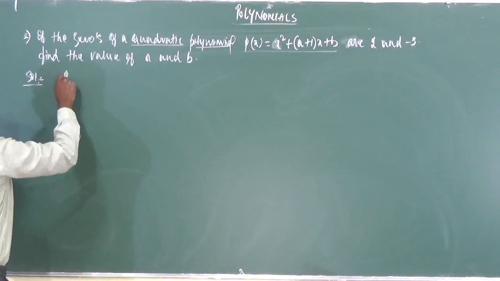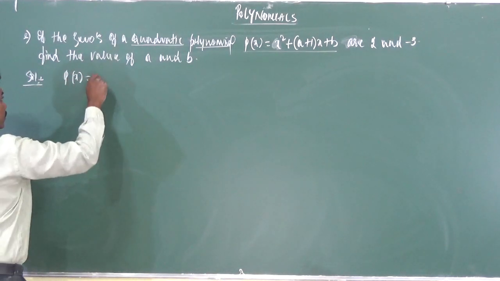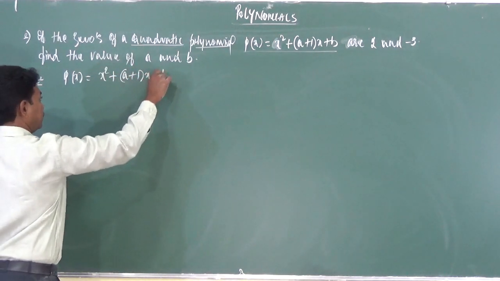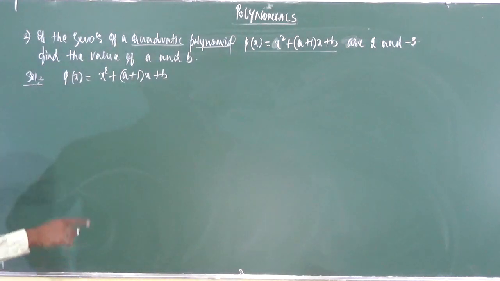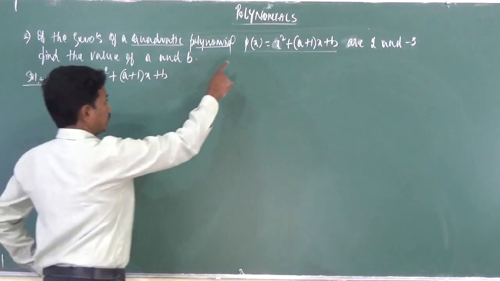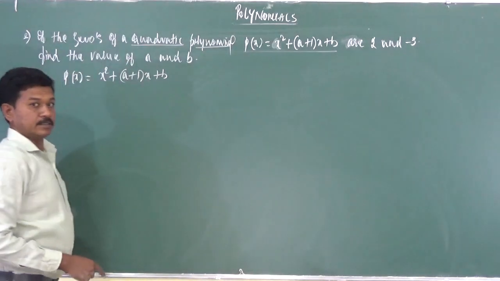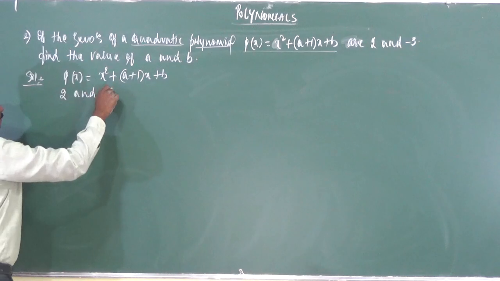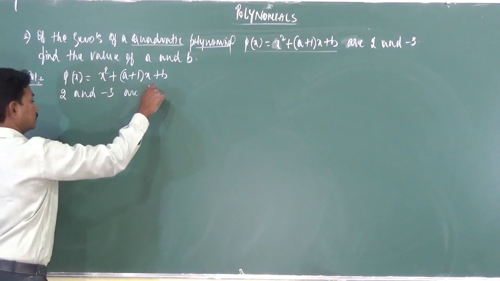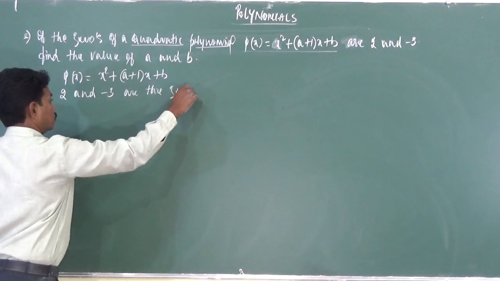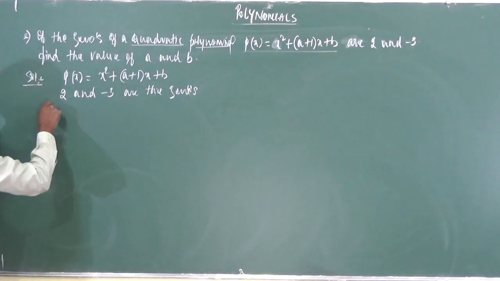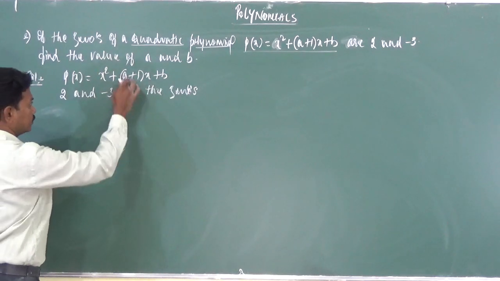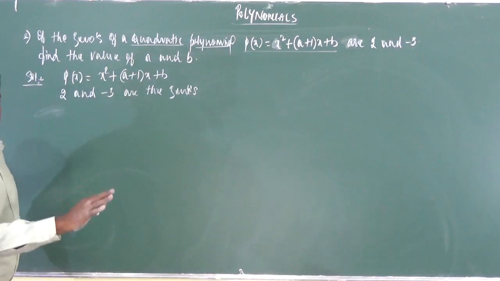So let us take down the polynomial here. p of x is equal to x square plus a plus 1 into x plus b is the given polynomial. And it is clearly mentioned that for this polynomial p of x, 2 and minus 3 are the zeros. It is totally clearly mentioned.